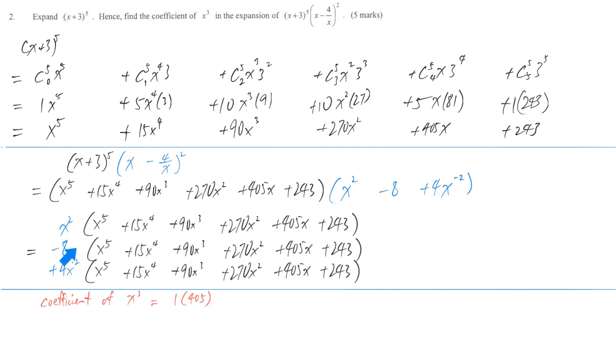Similar reasoning in the second row: negative 8 times something will give you x power 3. Then obviously we need to times positive 90x power 3. So the next step is negative 8 times positive 90. And finally, positive 4x power negative 2 needs to times x power 5 in order to get x power 3. Therefore, we have positive 4 times 1 x power 5. Therefore, the answer is negative 299.